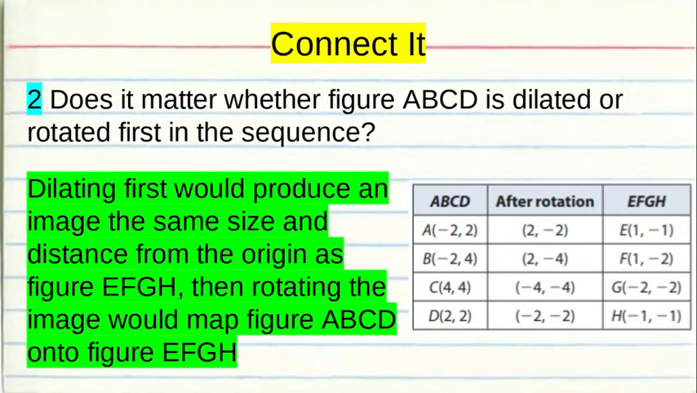So when it asks whether or not dilating or rotating ABCD first matters, we can see that dilating first would produce the image the same size and distance from the origin. So whether we rotated or dilated first, it would not matter because it would still give us our final image. However, this is not always the case because most often the order of transformations does matter, but in this example, it does not.